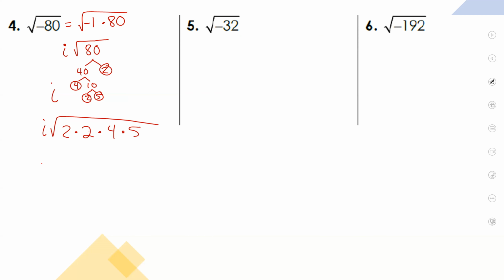And 2 times 2 is just 4. So I'll just put another 4 here. Oh, and 4 times 4 is 16. Okay, so now let's take the square root. You see how you find it? Okay.